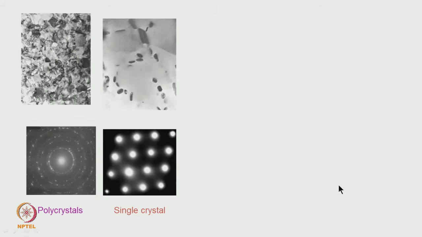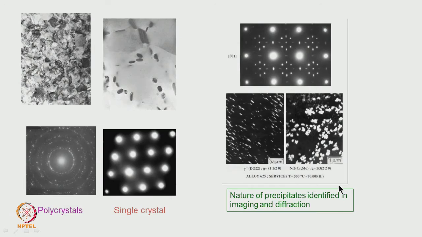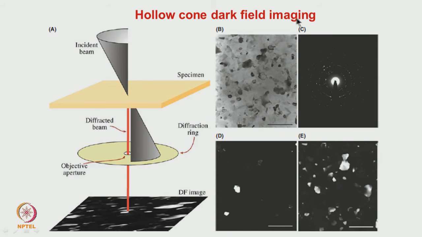This is exactly what is being done in the case of hollow cone dark field imaging. That is, for a particular Bragg angle, we want a specific diffraction spot to come at the center, that is, passing through the optic axis. The incident beam, we just tilt it and rotate it around. Then what is going to happen is that the transmitted spot corresponding to all of them, as we scan it around, they are coming.